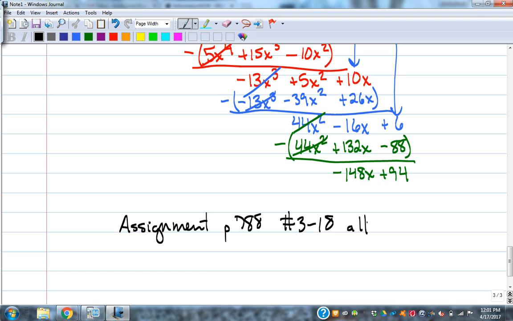So we'll do 3 through 18 on page 788. That's a small set, 16 problems. If you're dividing by a monomial, I suggest doing that with the fraction style, like we did the first 3 examples. Anything else, if it's got more than one term, do it with the long division, like we did the last 4 examples. Okay, so that's what you'll be working on when we come back from lunch, and get us some long division started. Get us into chapter 12.